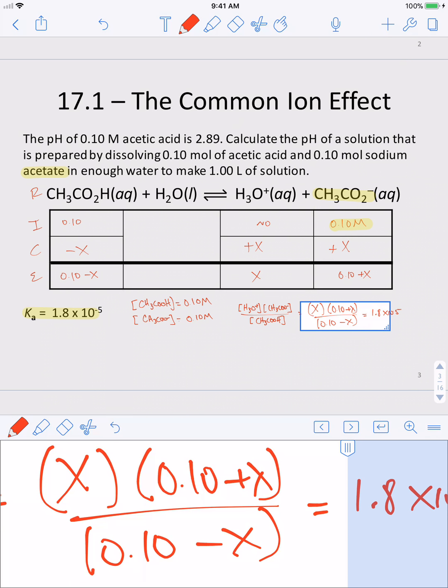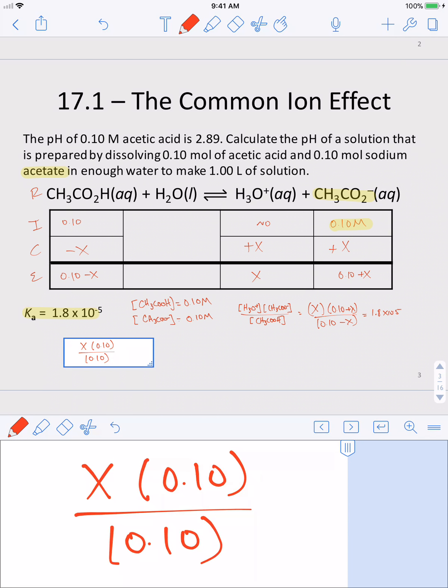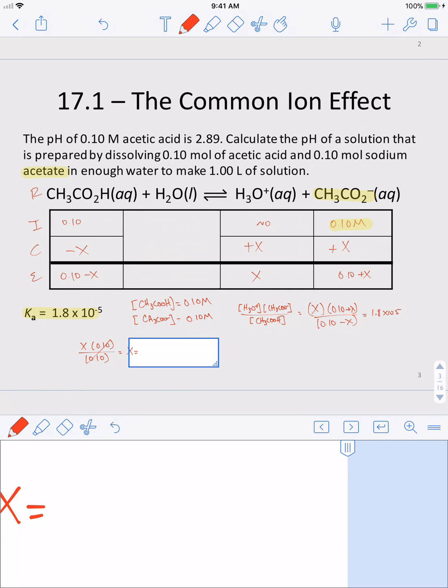All right, again, we're going to do the same thing as before. We're going to make an assumption. And if we make an assumption that x is small, this becomes x times 0.10 over 0.10. Everyone follow? If we have $1 million and we add a penny to it or we subtract a penny, it doesn't really matter. It's still $1 million. x was small. And so here, when you do that, these cancel out, and x just equals 1.8 times 10 to the minus 5, which is a good assumption. So our assumption passes here.